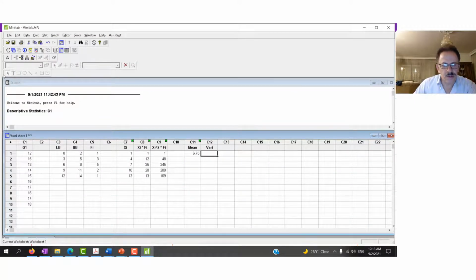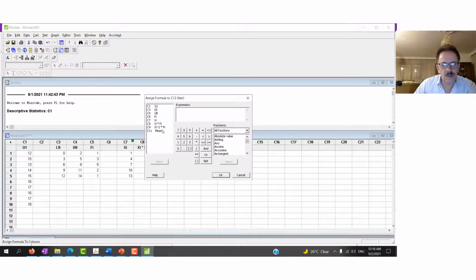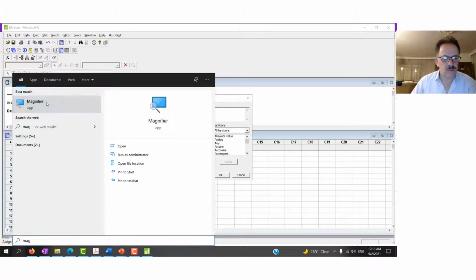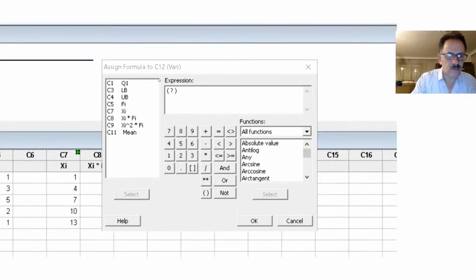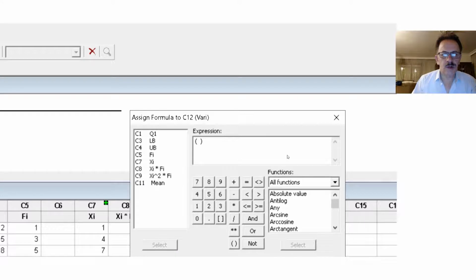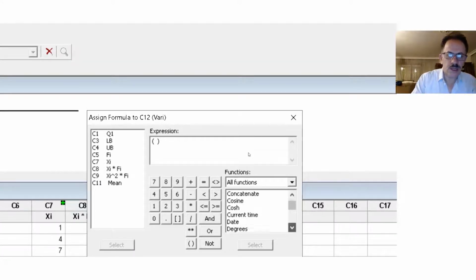Now how to apply this one? I will go to the Minitab and I will say that this variance, also this function, is equal. First of all, I will say open a bracket. The n, which is the summation fi, I have to go. Let me open the magnifier. So I should go here. I will say n, which is the summation. I have to find the function here, which is the sum.